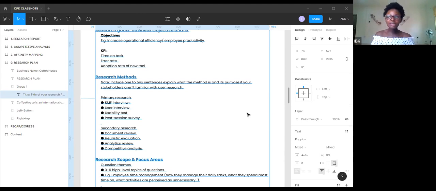So usability testing helps you to know that, okay, based on the research, we're able to come up with this product, but are we building it the way the user really wants us to build it? So that's that about usability testing. Post-session survey, that's post. Then we have secondary research. We have document review, heuristic evaluation. Heuristic evaluation, we have about 10 of them. It talks about industry standards, meeting the organization goals, meeting the user needs.